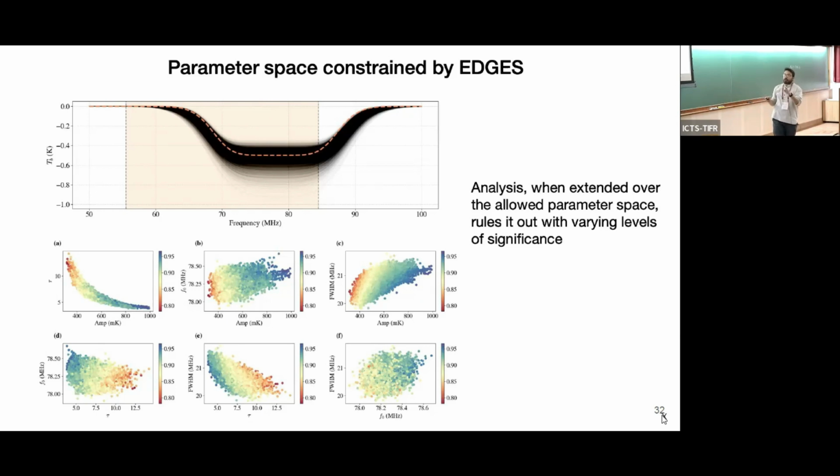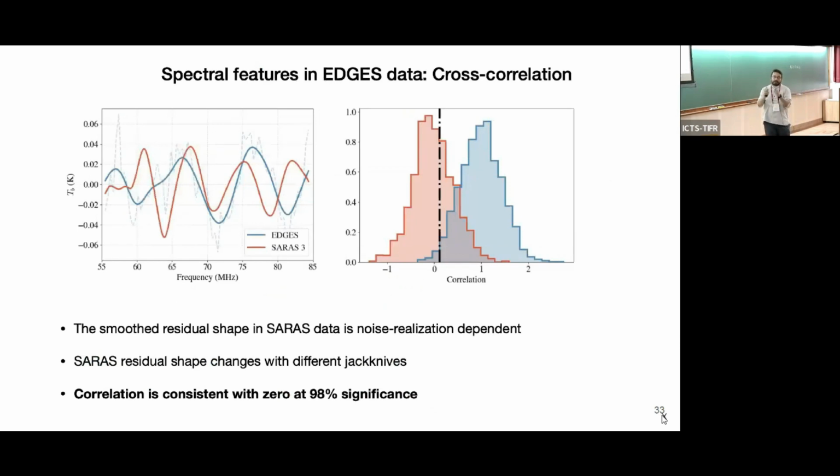So when we look at this, we use exactly the same range of frequencies between EDGES and SARAS. So we have 55 to 85 megahertz as the frequency range. That's exactly the part that we use from EDGES data also. So it's exactly the same choice of frequency, same choice of foreground model. And then cross-correlating the residuals that we get to see if there is at all a correlation between them. So it's more of an apples to apples comparison that way.